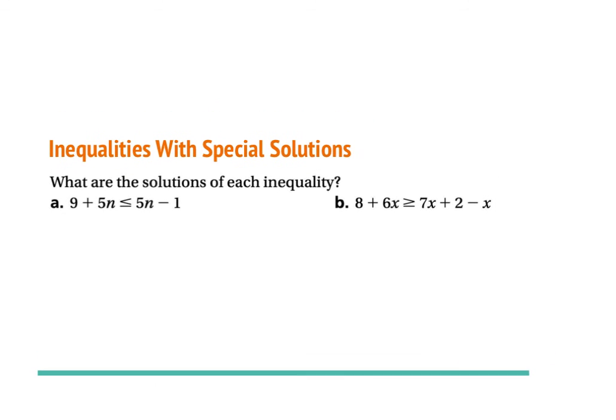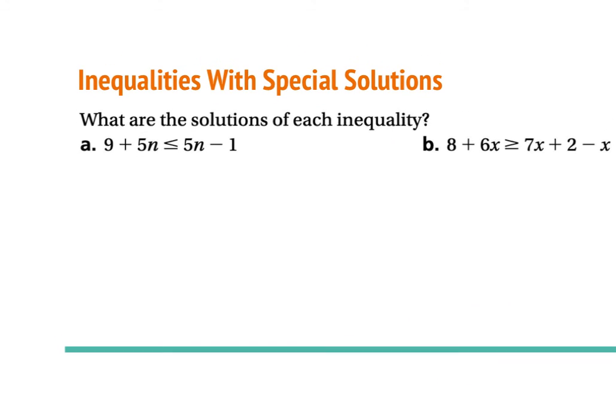All right, more inequalities with special solutions. So what are the solutions of each inequality? Okay, let's go ahead and take a look at a. I already recognize we've got 5 on both sides. Let's just subtract that. So this is going to give us 9 is less than or equal to negative 1. Is that true? Nope. This is not true. So n has no solution.